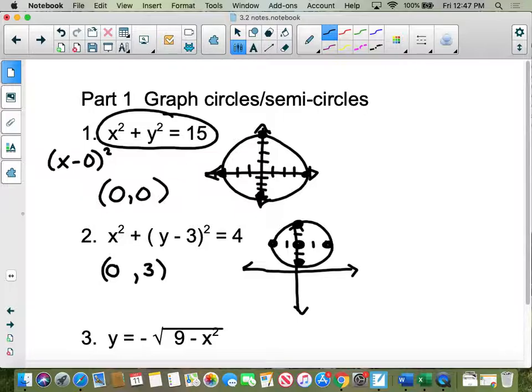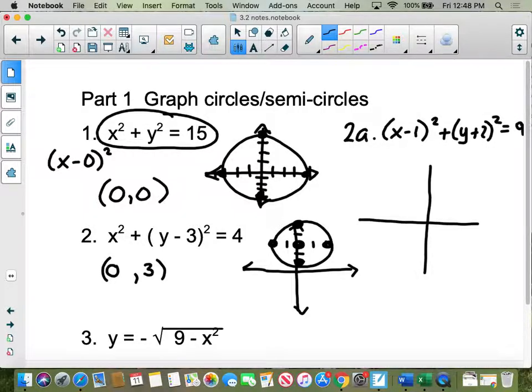Okay, the next one, I just want to do one more. If it said x minus 1 squared plus y plus 2 squared equals 9 or something like that. Let's just do one more before we go into the semicircles. x minus 1 squared plus y plus 2 squared equals 9.